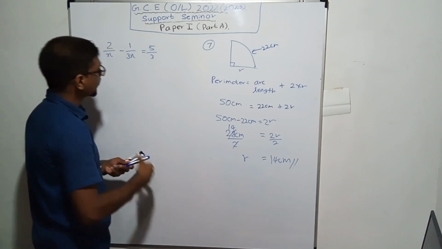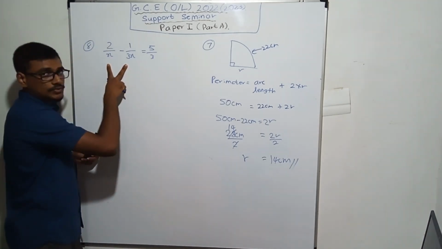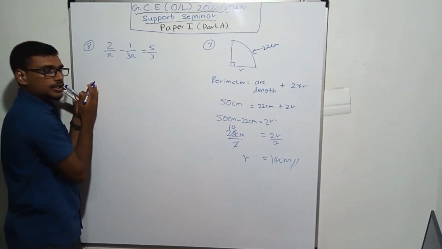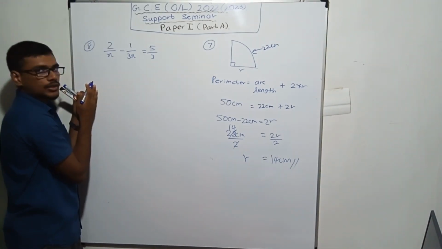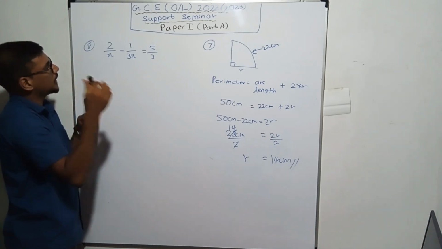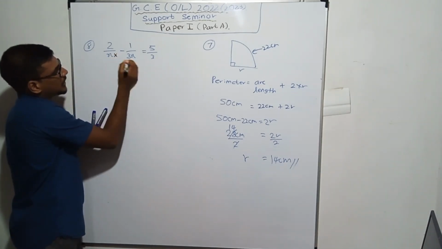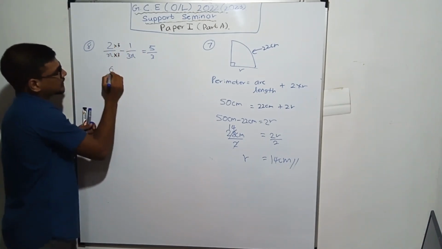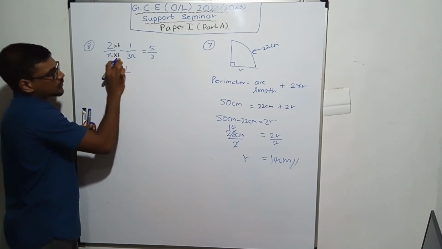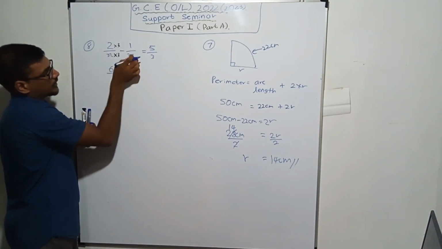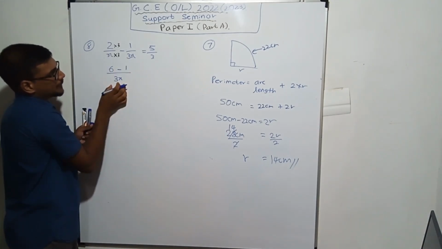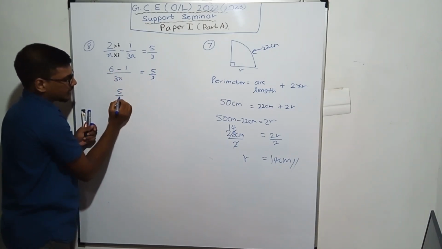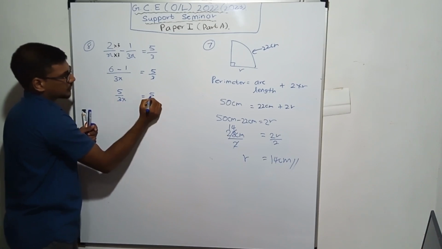So we'll solve this. When there are two fractions, in order to add or subtract them, you have to take them to the same denominator. Then only you can add or subtract. So first of all, I will make the denominator common. I will multiply this by 3. So on the top, it will be 2 times 3, 6, minus 1. The denominator is now common, 3x. Then 6 minus 1 is 5, so it will be 5 over 3x equals 5 over 3.